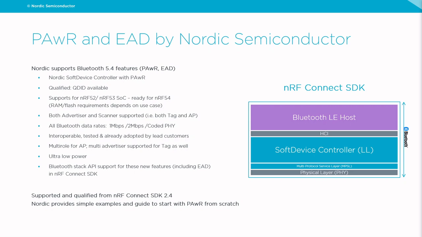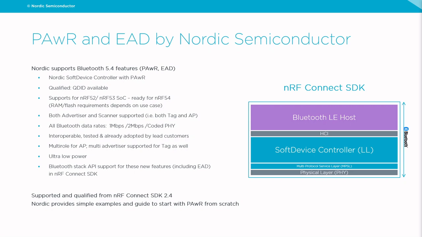PAwR is already supported by the Nordic Bluetooth stack since nRF Connect SDK 2.4. It is qualified and supported on nRF52, 53, and ready for 54 series. It supports both advertiser and scanner, so customers can implement both access point and tags, and all data rates are supported. It's already tested and proven and deployed in the field.